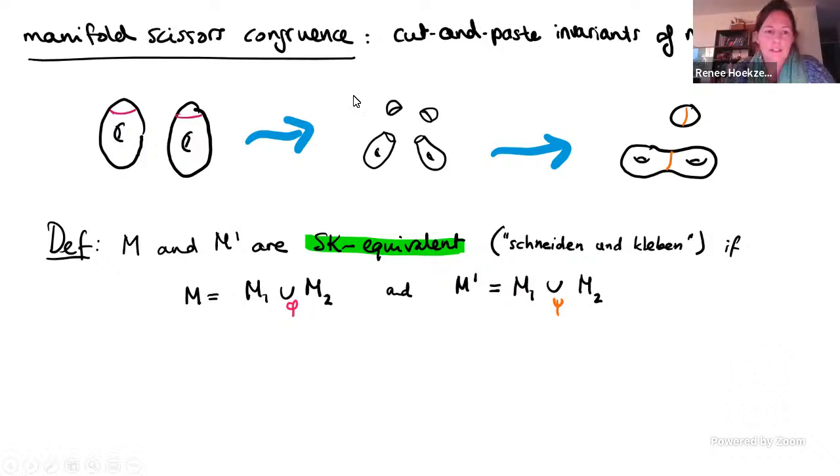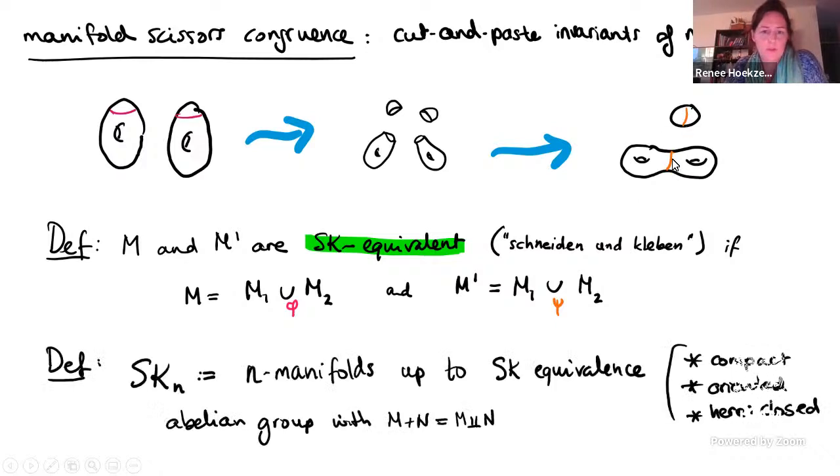Okay, so I can think of, for example, I have a manifold, 2 tori. I cut along a codimension 1 submanifold with trivial normal bundle, and I glue back differently to get, for example, a sphere and a 2-hole torus. So now I'm going to define SK_n to be n-dimensional manifolds up to SK equivalence. And this is an abelian group where disjoint union is the operation. Here, all my manifolds are going to be compact and oriented, and in this case, I'm talking about closed manifolds with no boundary.